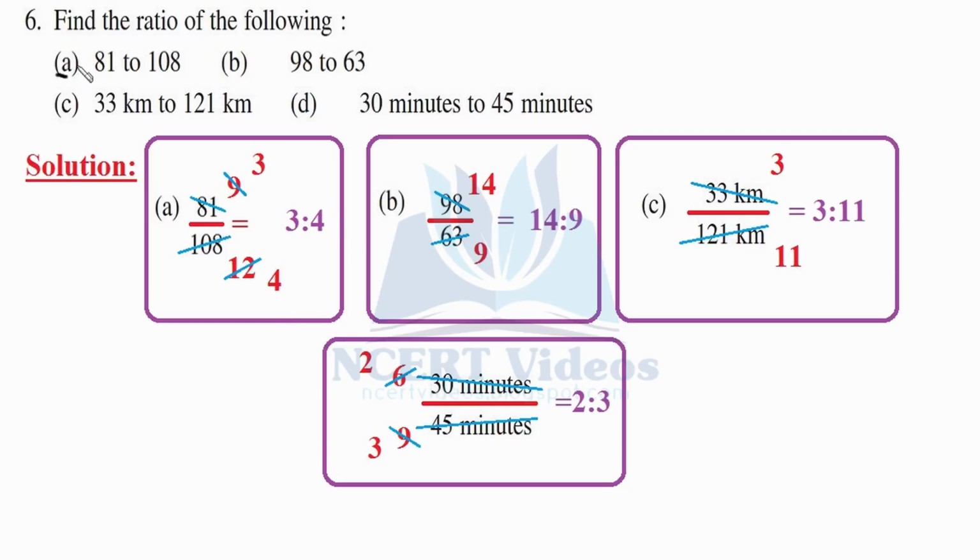So 3 by 4 is the required ratio. Now B part: 98 to 63. 98, when we see it, comes in the 14 table. So 14 sevens are 98, and you can see here 9 sevens are 63. So 14:9 is your required ratio. C part: 33 km to 121 km. So km gets cancelled out, and it has a factor of 11. So 11 threes are 33 and 11 11s are 121. Therefore 3:11 is your required ratio.